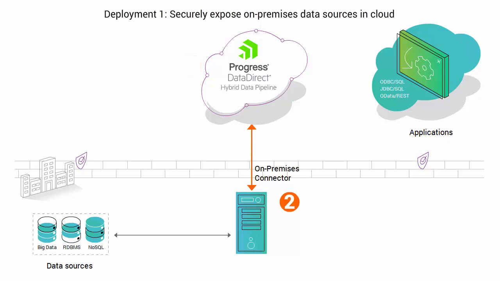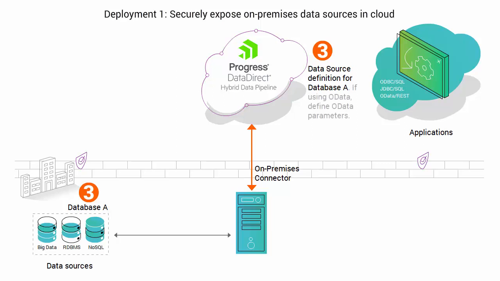Install the on-premises connector, which uses SSL data encryption to ensure security as your data travels through your firewall and across the internet. Create a data source definition for your database in the data pipeline. Once you create a data source definition, the data pipeline uses that information, such as database location, to establish a connection to your database through the on-premises connector. If you are using OData, you must also define the OData parameters in the data source definition.